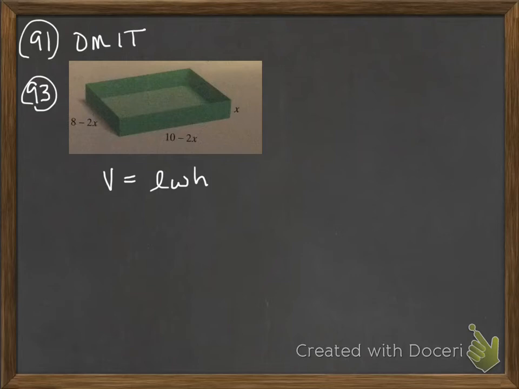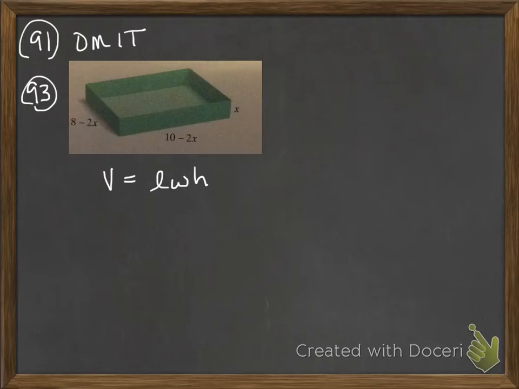All right, if I would have been in class today, we would have done 91, but nothing like 91 is going to be on your quiz, so we're just going to omit 91. We're going to go straight to 93. 93 is giving you a box which has a length, a width, and a height, and they're asking you what is the volume of the box.